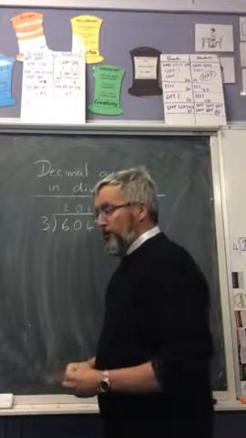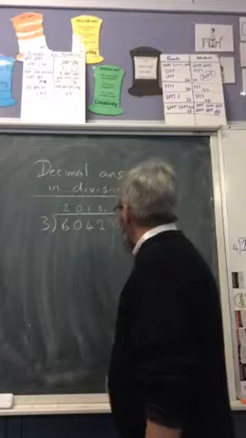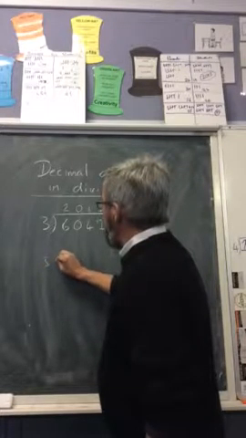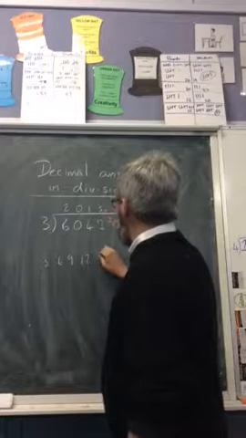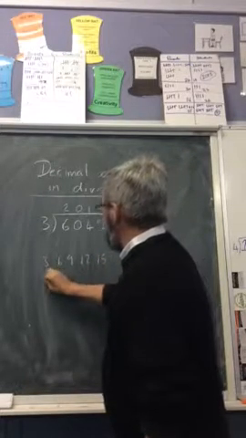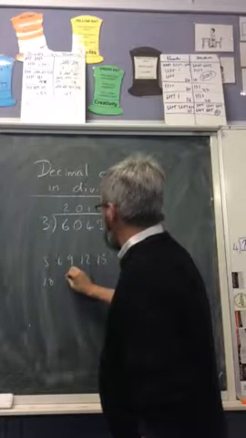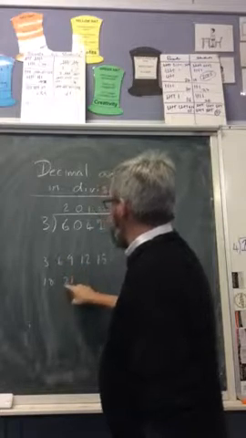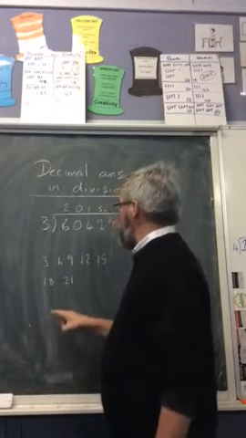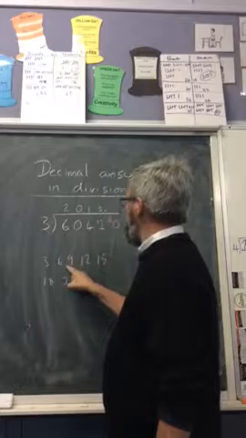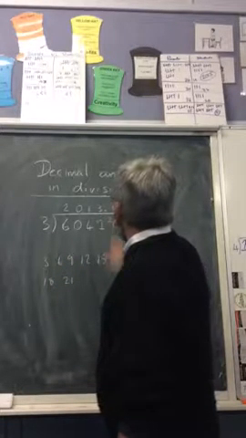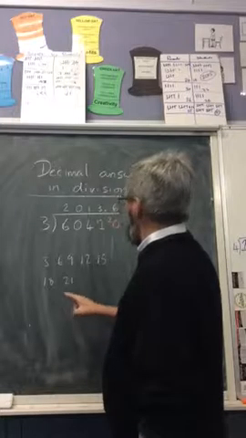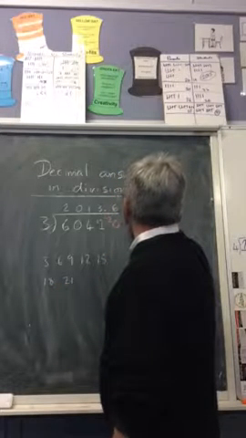Might use my skip counting and keep track. So 3, 6, 9, 12, 15, 18, 21, which will be too big. Okay, so we've got 1, 2, 3, 4, 5, 6 times. And there are 2 left over.